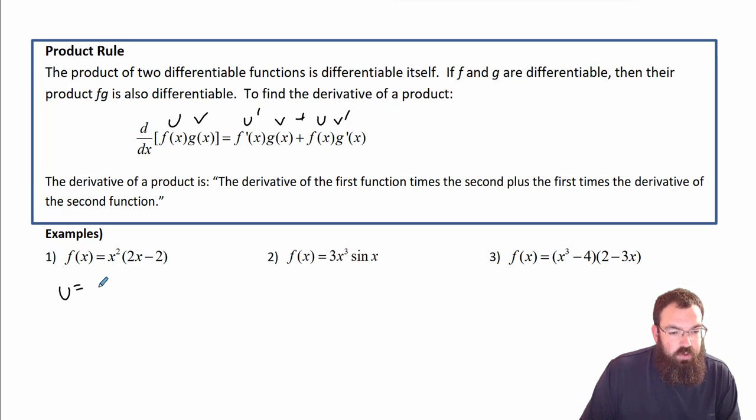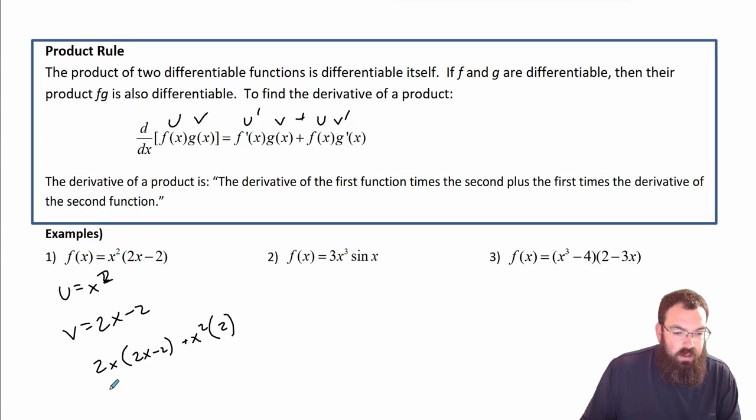So in this case, I'm going to say u is equal to x squared, and then v is equal to 2x minus 2. And so u prime is 2x, and then times v, plus u times the derivative of that, which is 2. So I should get, let's multiply it out, what the heck, right? 4x squared minus 4x plus 2x squared, so 6x squared minus 4x.